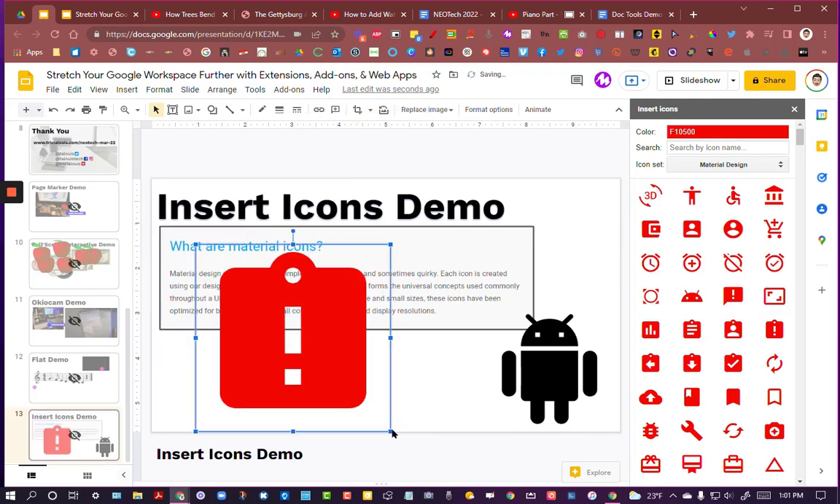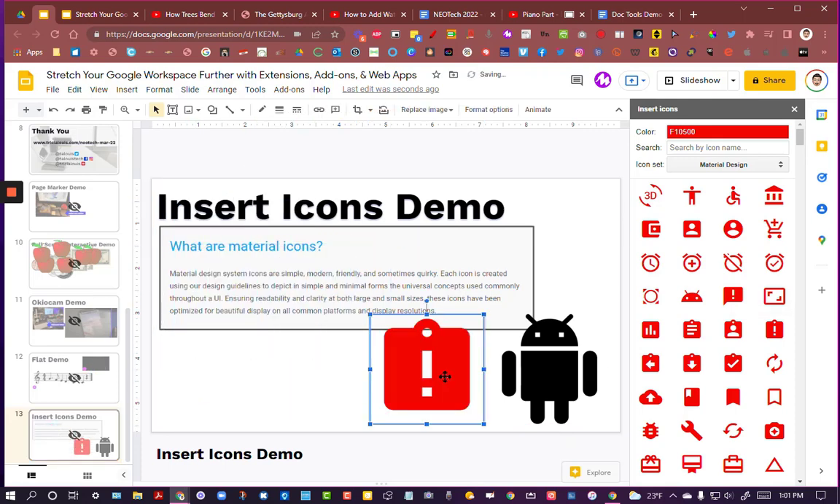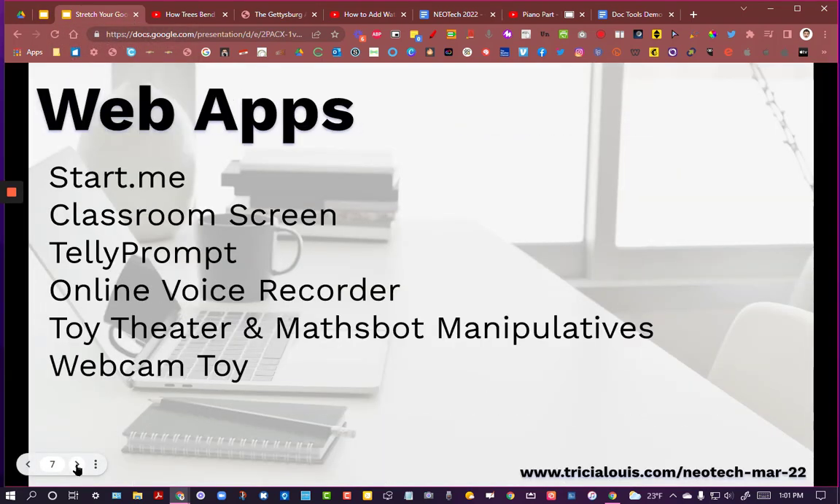So it's good for matching school colors or team colors, or maybe you have a color scheme that you want to keep going. You're able to put that hex color in there using the Color Pick Eyedropper extension along with the Insert Icons Marketplace add-on. So that takes us to the web apps.